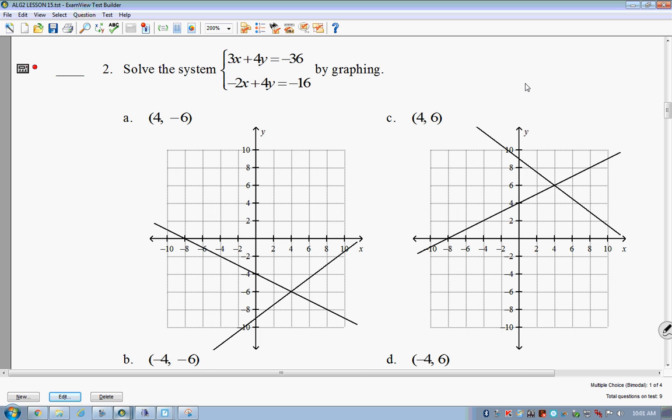Kind of come down here a little bit. These say solve by graphing, so they really do want you to just draw the line and see where they cross. Again, we can do that by our x and y intercepts.